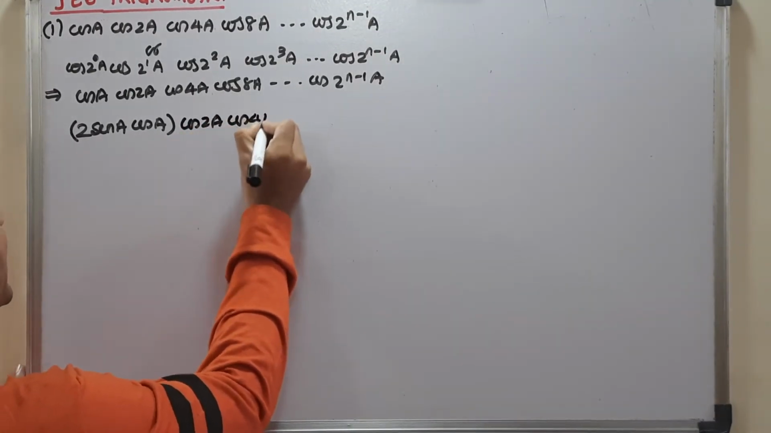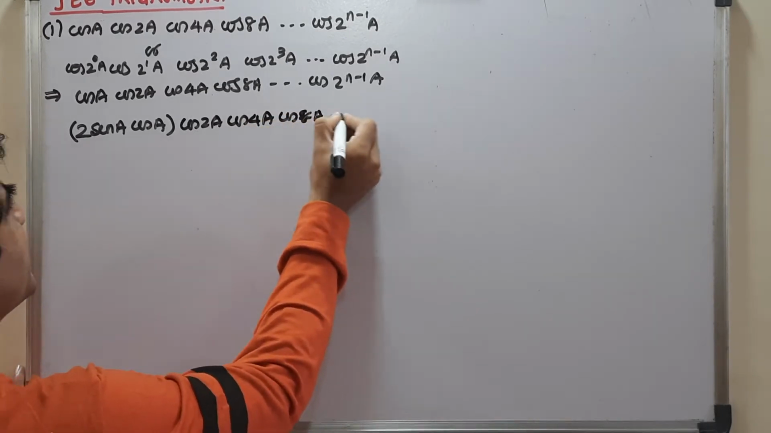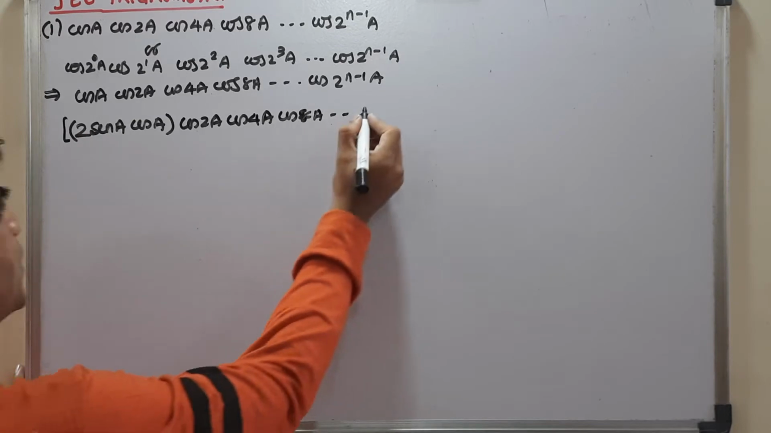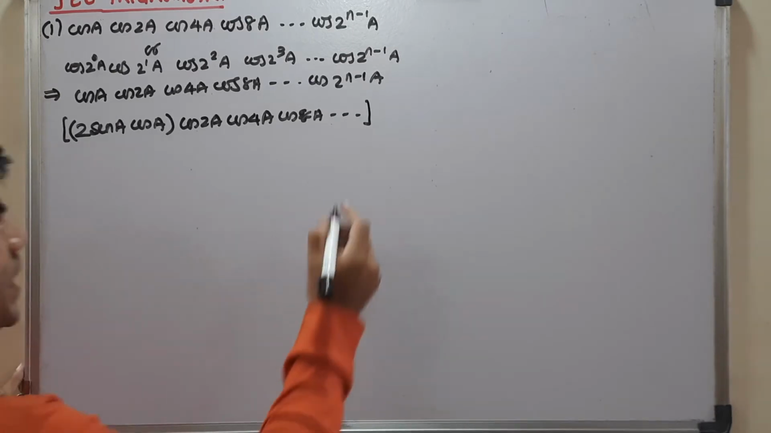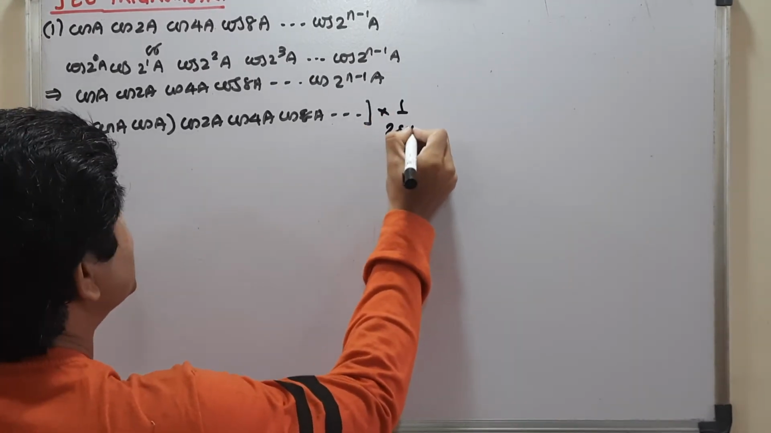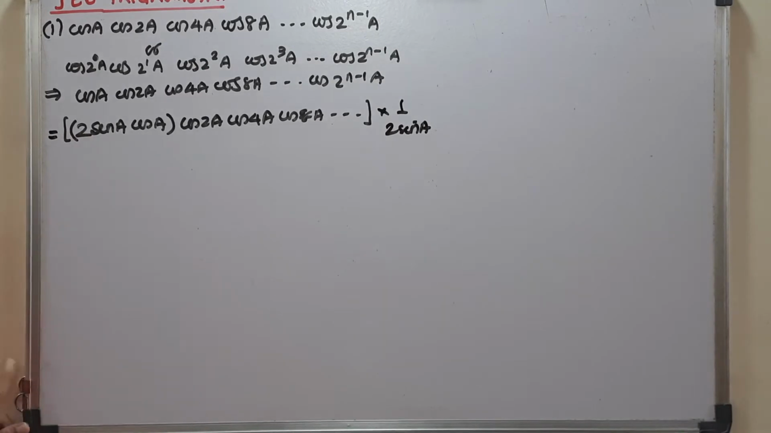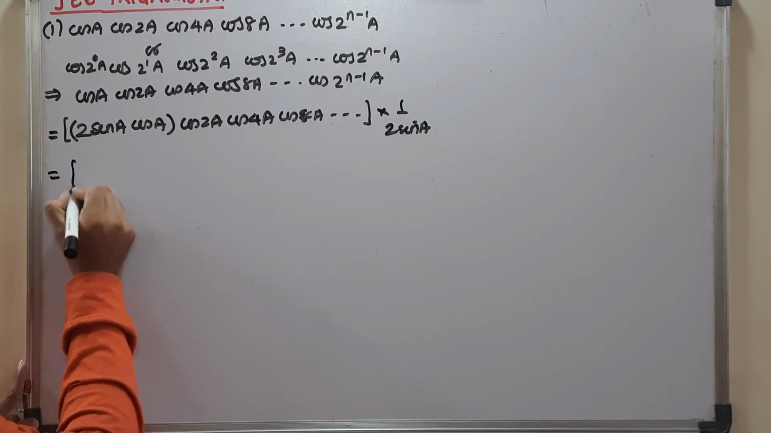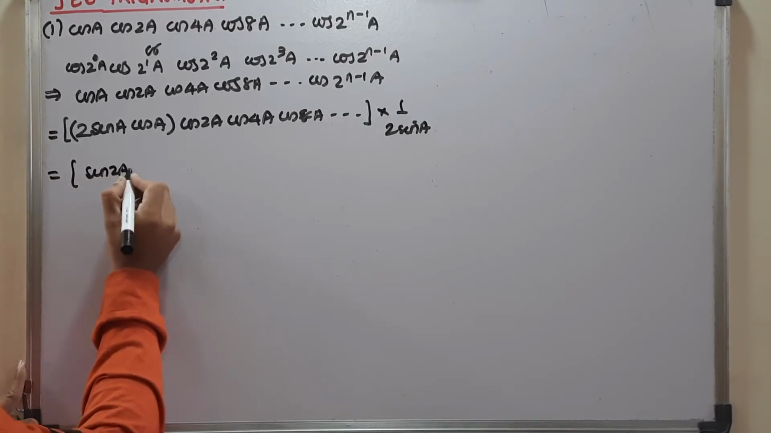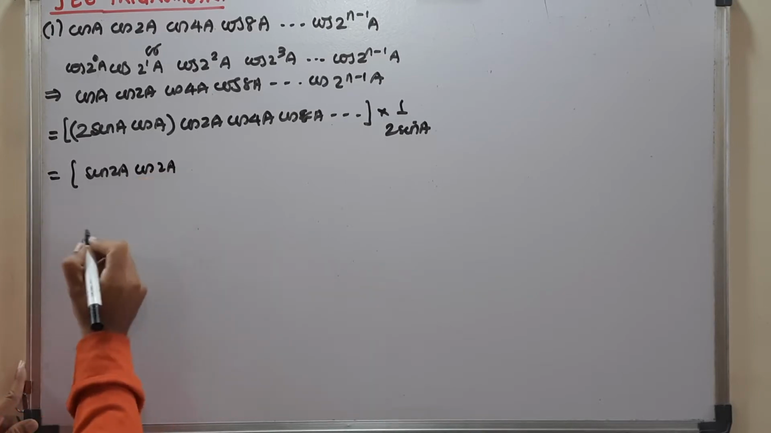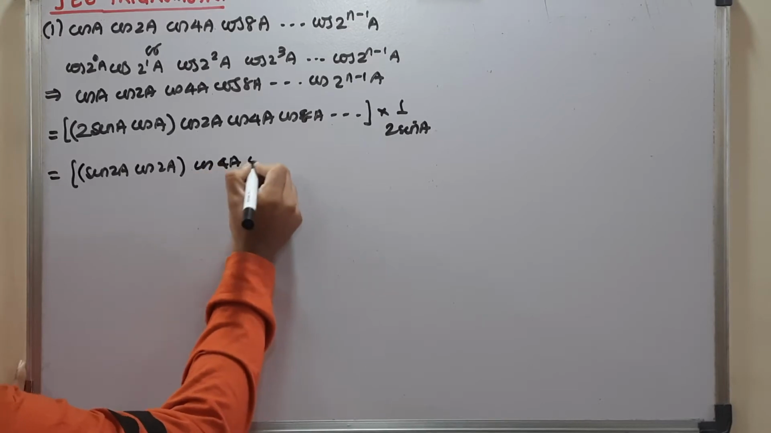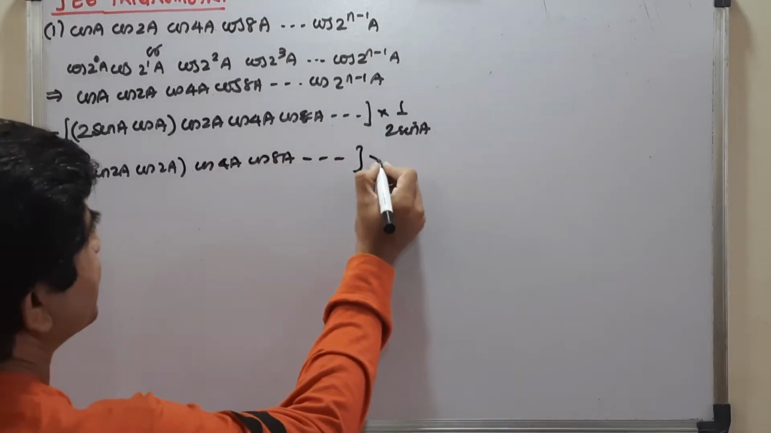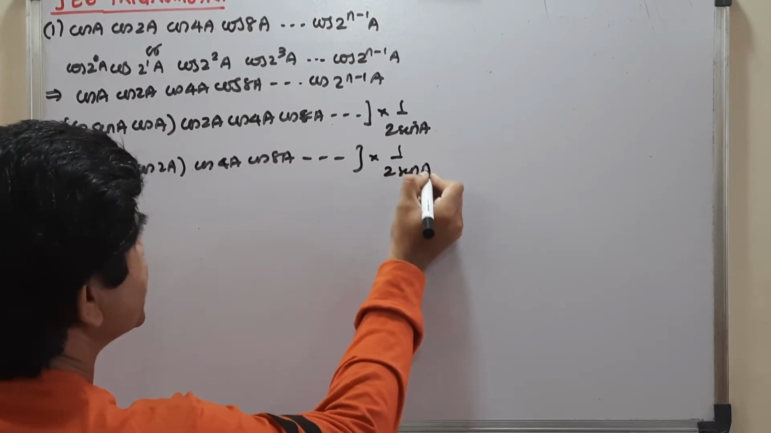So only what I require here is the extra part, the product of 2 sin A. To balance it, I will also put 1 by 2 sin A. Okay, this is what I get. Correct? So I got here sin 2A into cos 2A, correct? This I got as my next part, cos 4A, cos 8A and so on. And here there is no change.